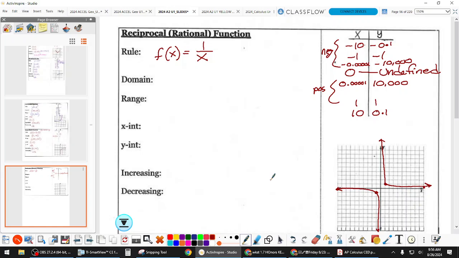And we have no graph right on x equals 0, right on the y-axis, there's no graph. And why is that? What happens when you divide by 0? Yeah, it's undefined. So, tell me about the domain for this one.